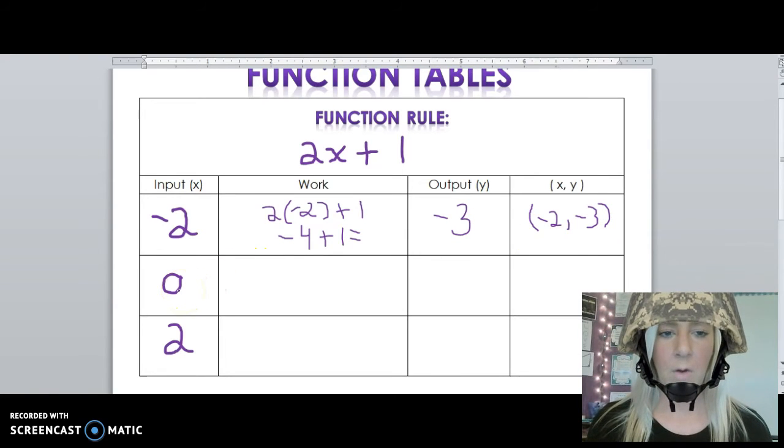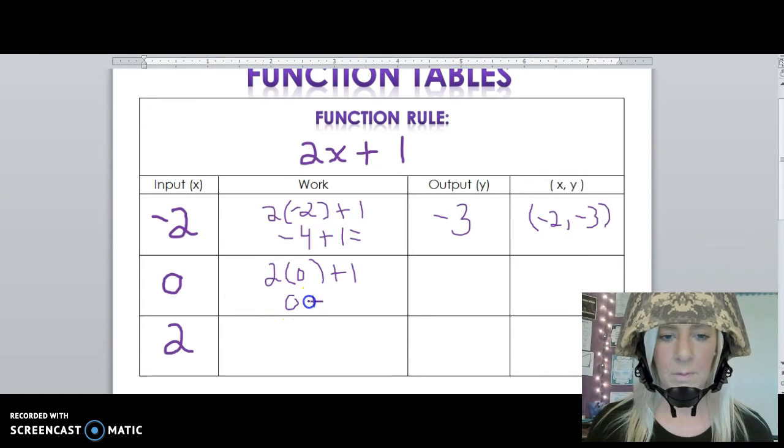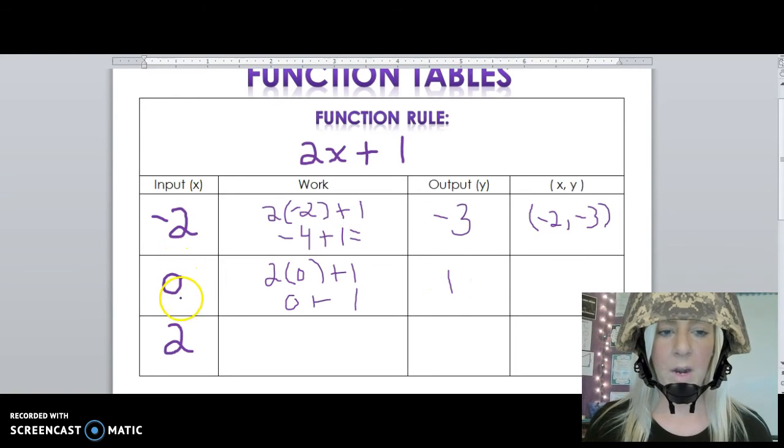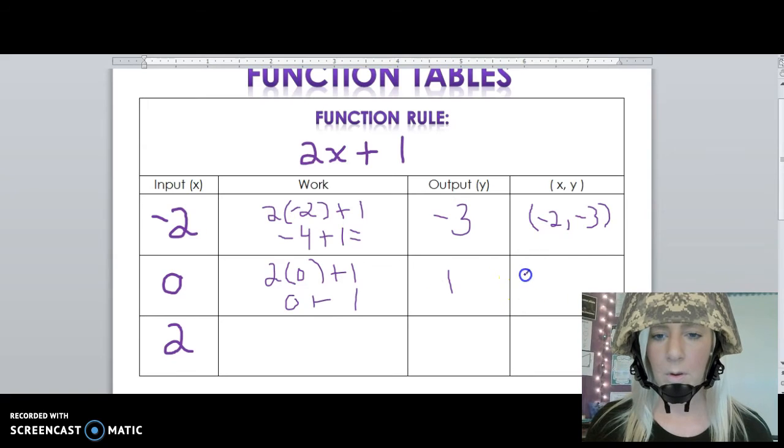Let's go down to 0. I'm going to plug in 0 for x. So I have 2 times 0 plus 1. Anything times 0 is 0. So I'm just left with 0 plus 1, which is equal to 1. So my ordered pair is 0, 1.